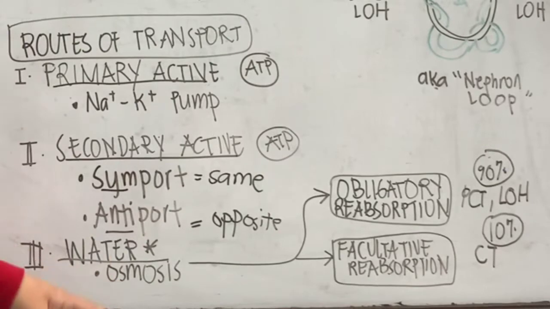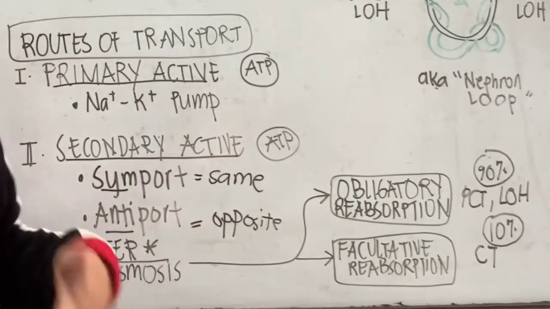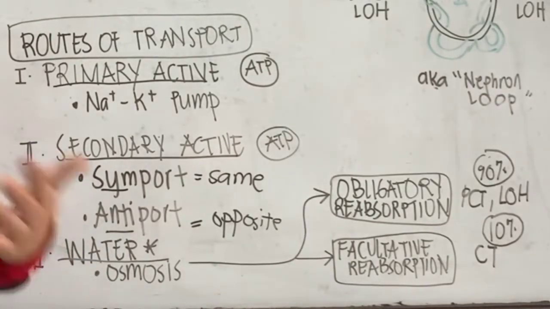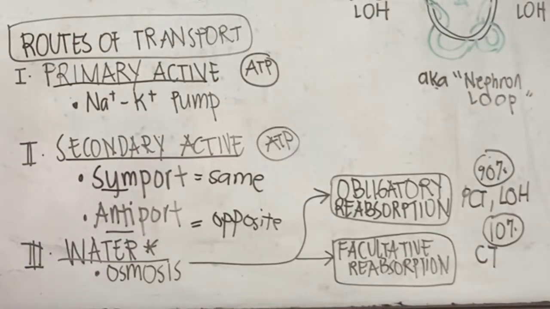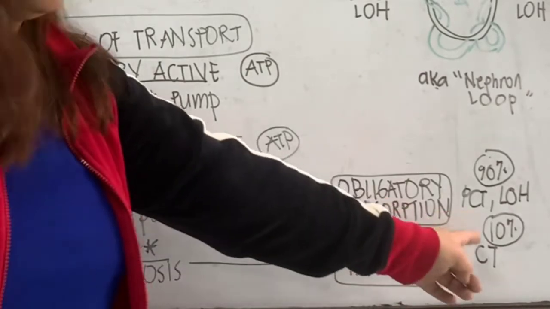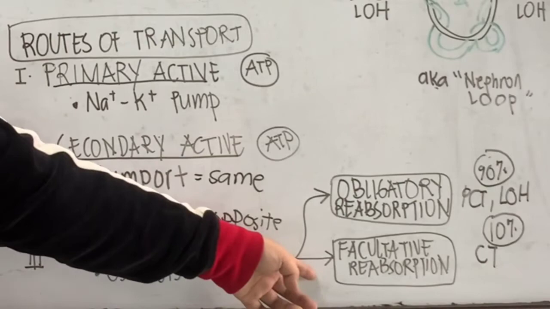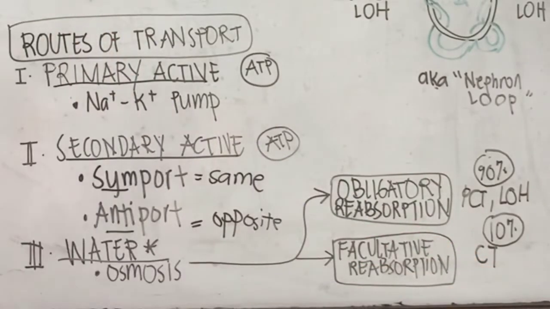The other type of reabsorption you have is your facultative reabsorption, meaning this is facilitated by something. Later on, you'll know that it's facilitated by different types of hormones because of different types of scenarios. Only 10% of the water is involved in facultative reabsorption, and this is commonly found in your collecting tubules. So this is it for the routes of transport.